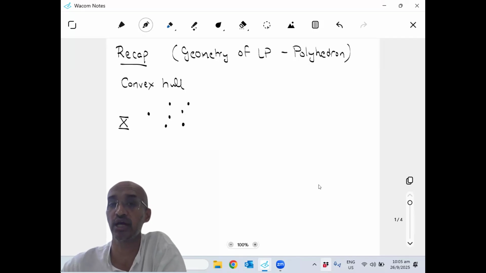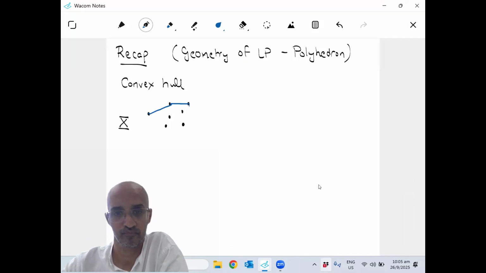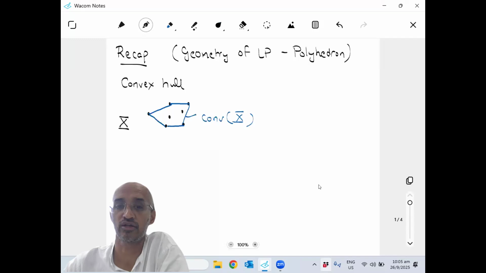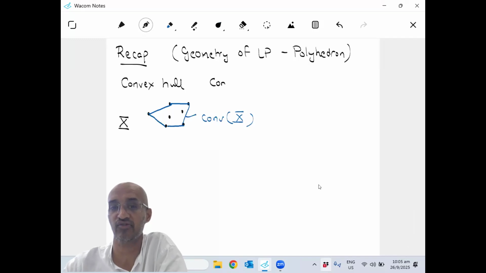If you were to visualize this in 2D, another way to think about this is, think of the smallest convex set that contains all these points basically. So if you plot the convex hull of this set, capital X, the set actually would be this. So this is the convex hull of the set X.